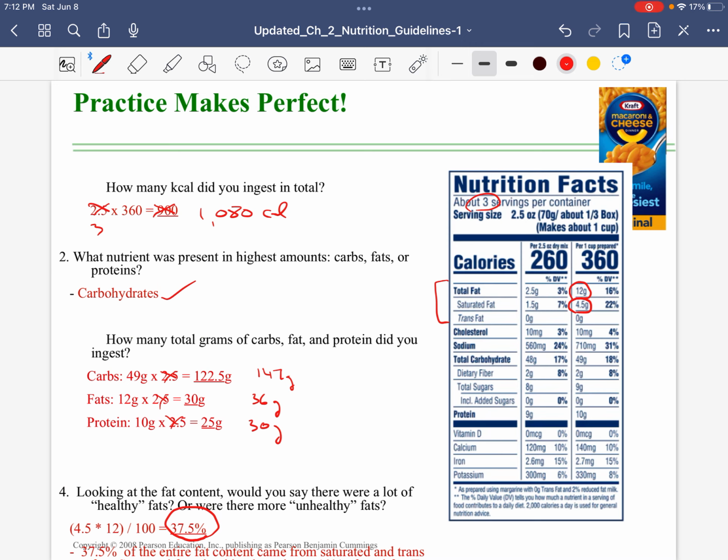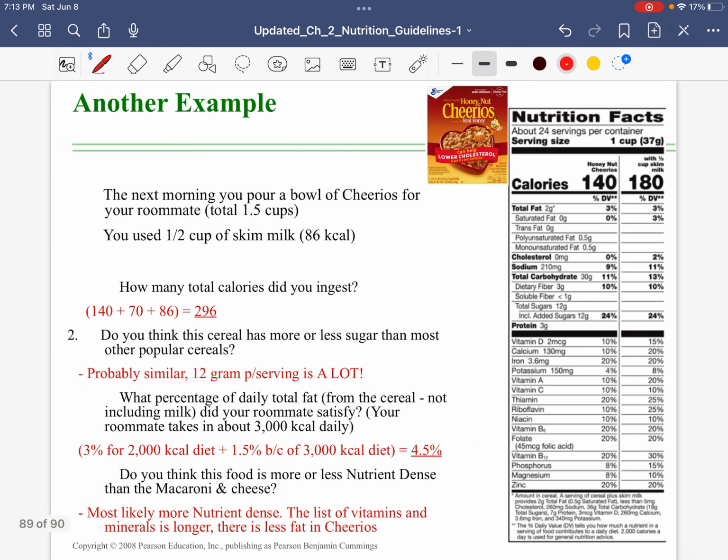That's a lot. Our recommendations tell us that only 10% should come from saturated fat. You don't need to know that number, but the guidelines say that only 10% of our total fat should come from saturated fat. So we've exceeded. So I would say this has a lot of unhealthy fat.